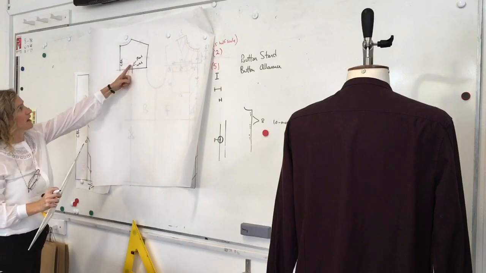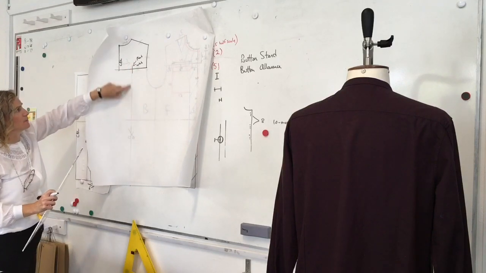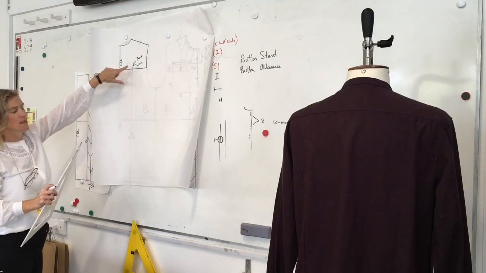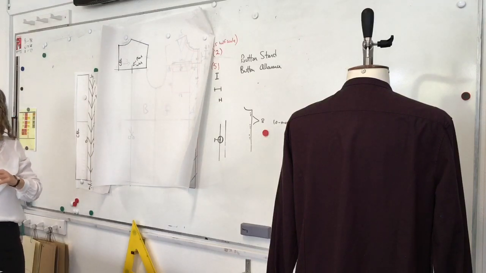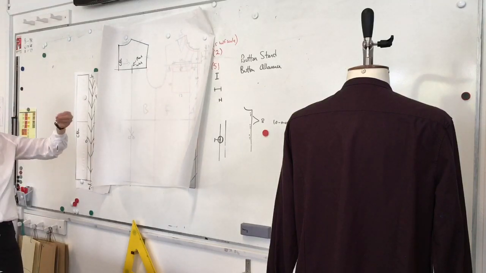So I put in a notch here where this pleat line would hit, so if there's any feature like a pleat and it's sewing to something, that something that it's sewing to needs to have a notch.